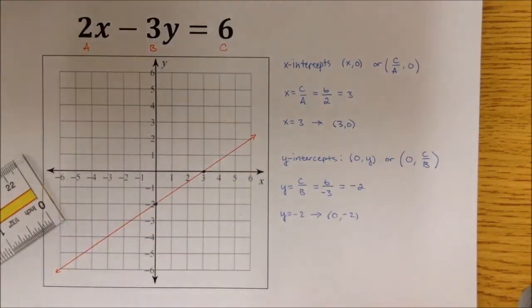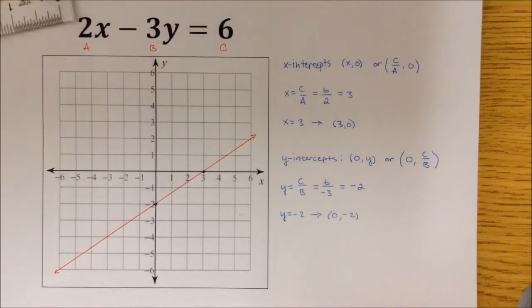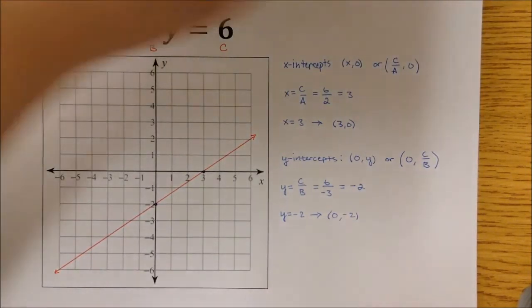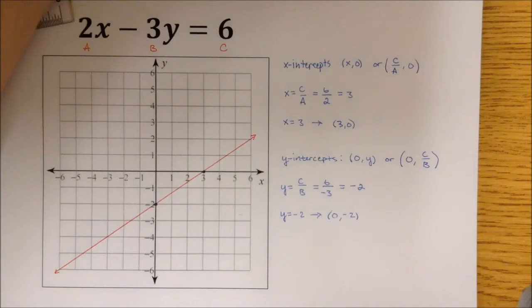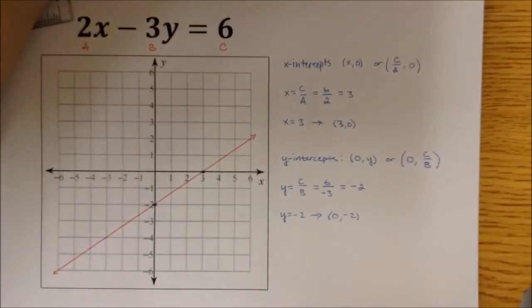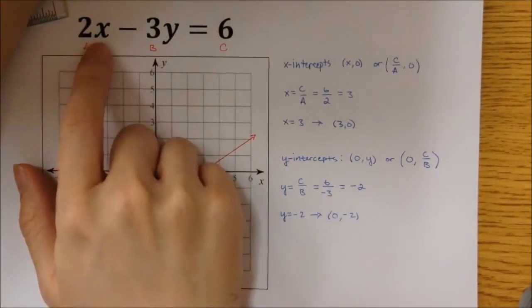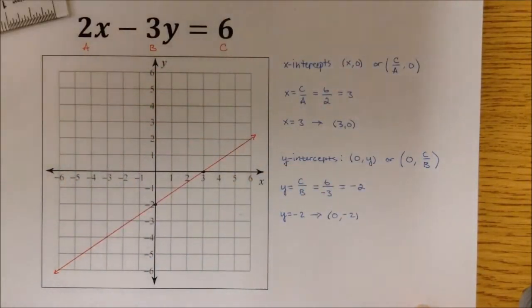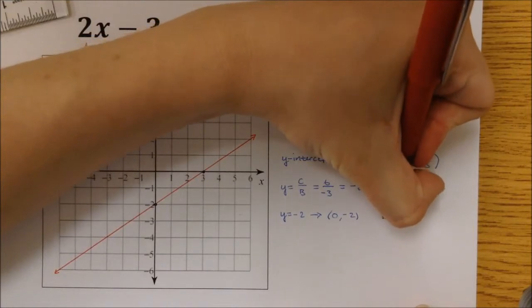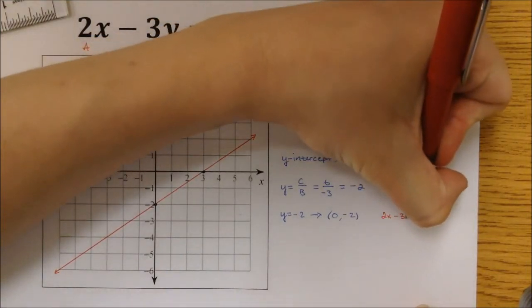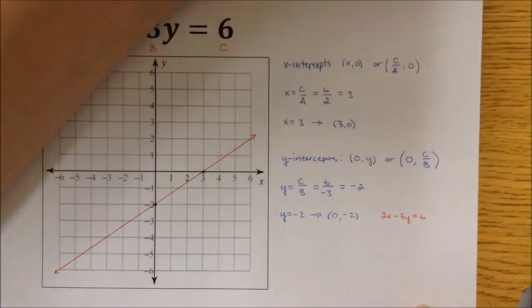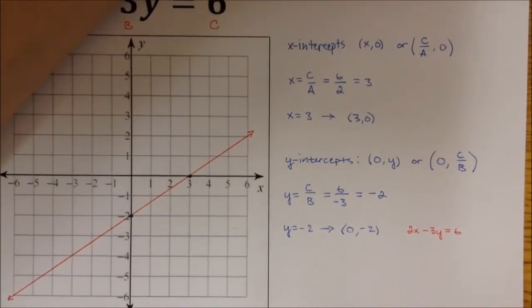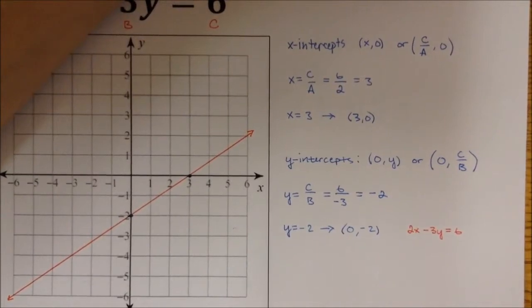Now, how do I make sure that's correct? Well, we can always convert it into slope-intercept form. So I'm working with 2x minus 3y equals 6. I'm going to write it right here in red. So 2x minus 3y equals 6. If I wanted to get y by itself, let me zoom in for a bit.